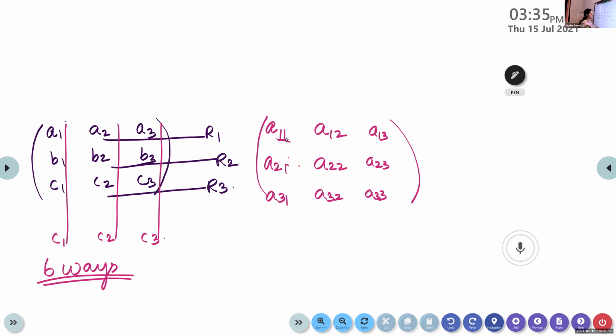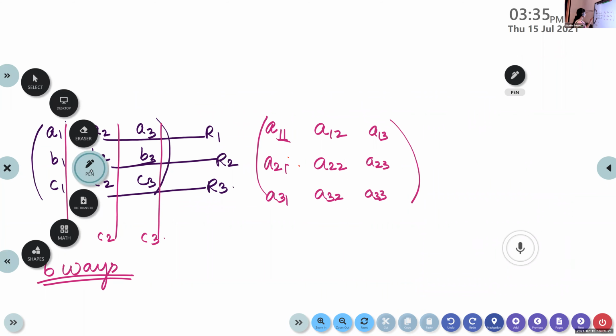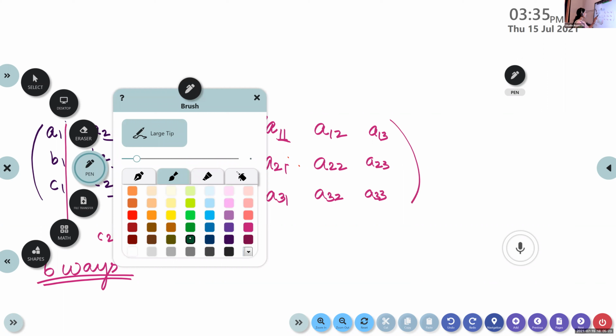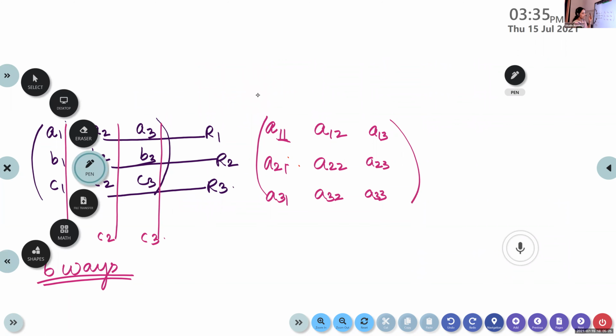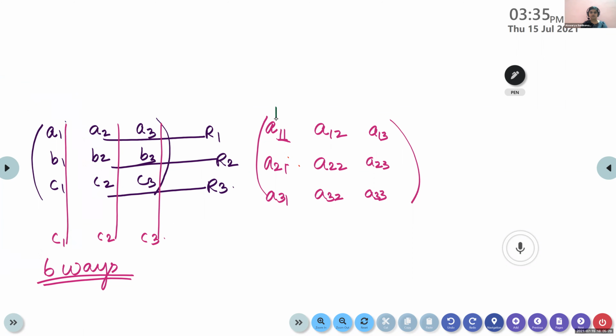A11. When you add the positional values, what will you get? First row, first column. What is 1 plus 1? Is it odd or even? Even. Even means we will be writing plus. Is it clear? It is fixed. What about here? Odd means it is minus. Again, the next one is plus.